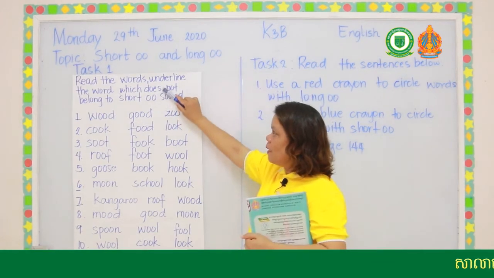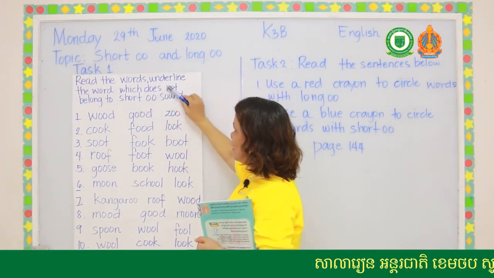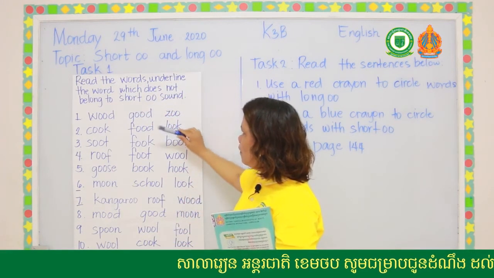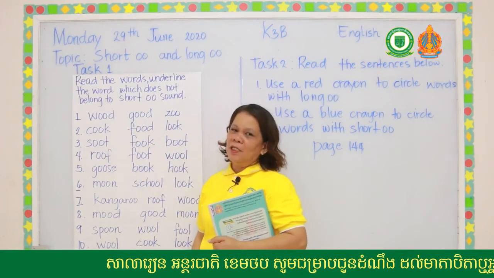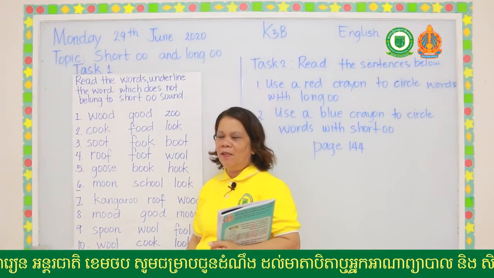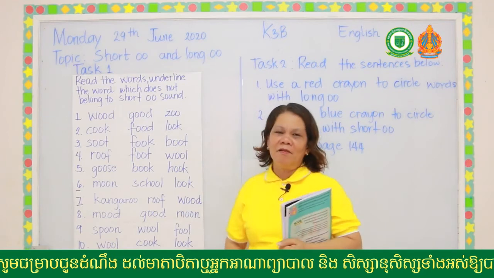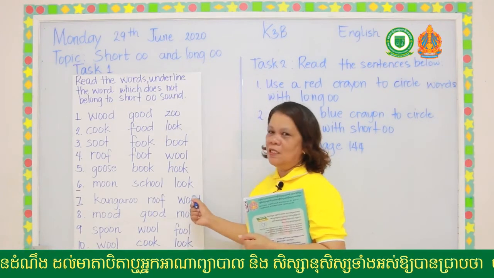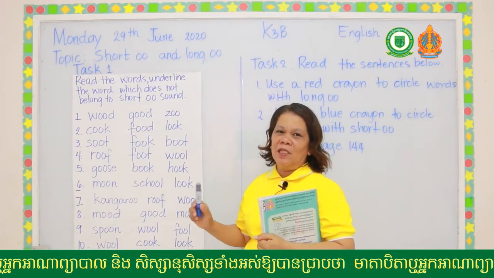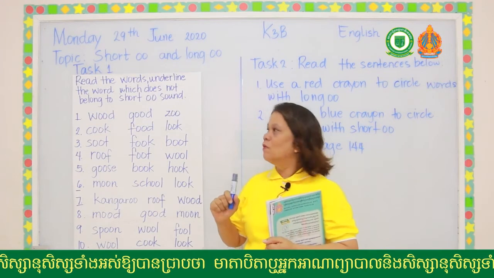Alright, for task number 1, read the words. So there are a lot of words. Underline the word which does not belong to short O sound. Okay, so example number 1. The chart number 1 that we had read a while ago, please read again, so that you can answer this. You might be confused in answering this activity, but as I have told you, you have to master the words which have a short O and long U.